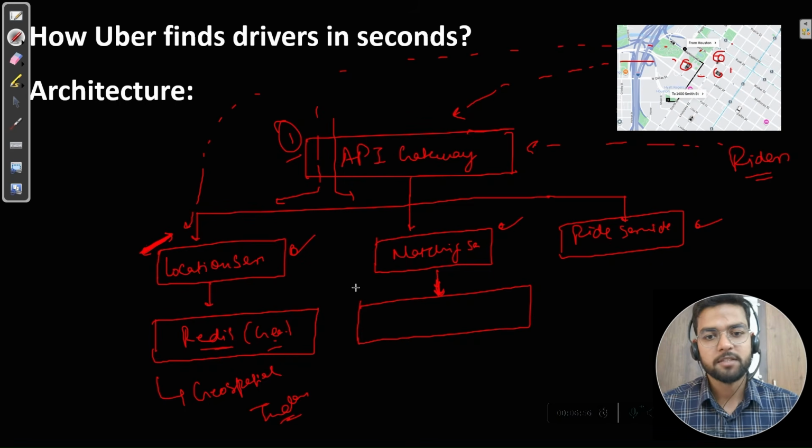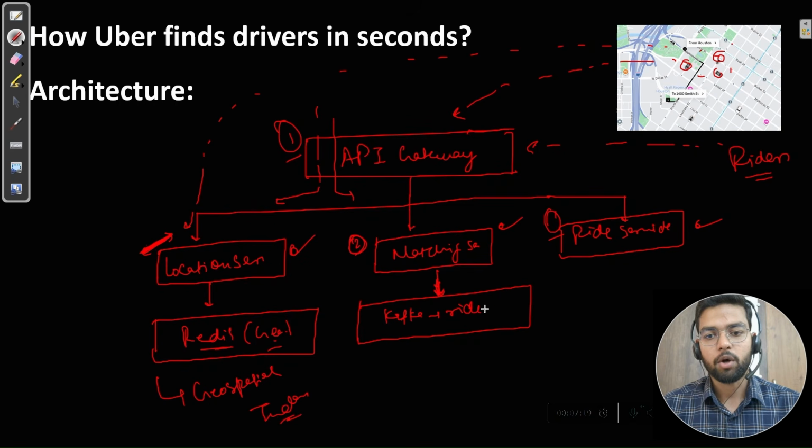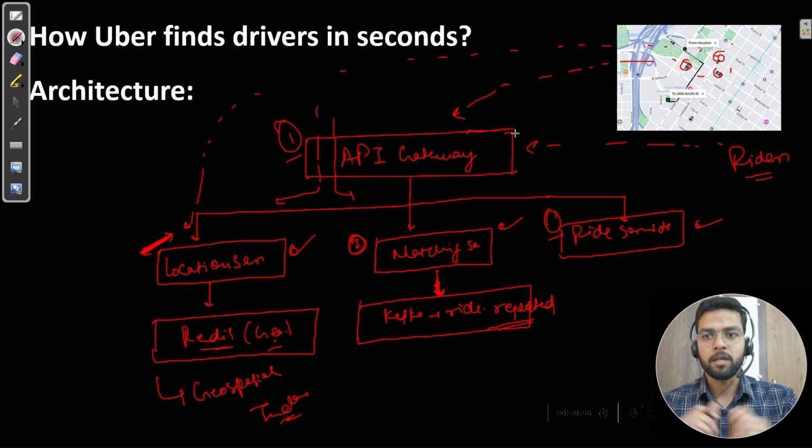Let's come to our next service, the matching service. First, let's see the ride service. The ride service is responsible for publishing the requested ride to Kafka, and the matching service consumes that event. So Kafka and the ride requested event. Yes, let's start visualizing the flow. Just be with me.